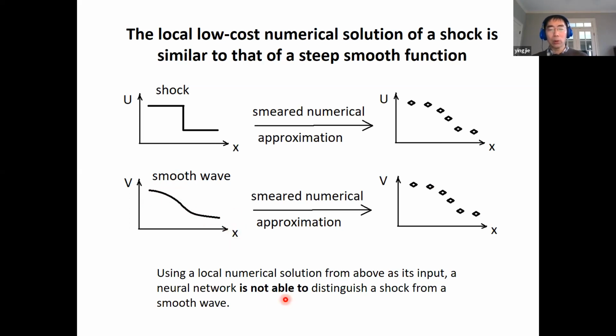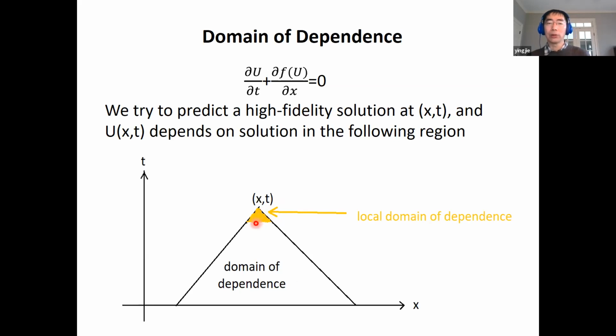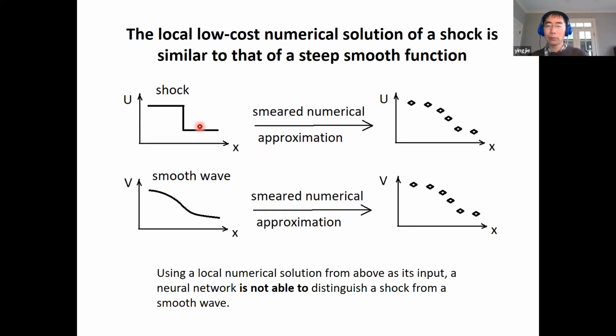So if the neural network is not able to distinguish between the two low-cost solutions, how is it going to be able to predict the solution for the shock and for the smooth wave? You cannot even distinguish the two waves. So if you use the low-cost solution simply based on the domain of dependence here, it's not going to be sufficient for the neural network to predict a solution. It's not sufficient.